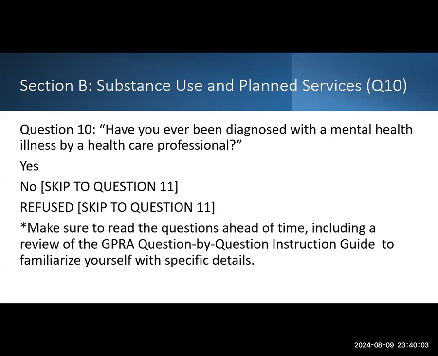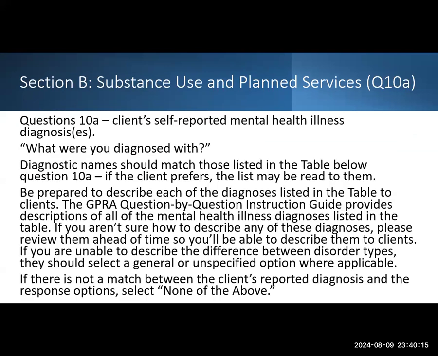And remember to review the GPRA question-by-question instruction guide again for things like skip patterns. For example, here, if the answer to question 10 is no or refused, you skip ahead over 10A all the way to question 11. Question 10A asks the clients to self-report their mental health illness. You can ask, what were you diagnosed with?